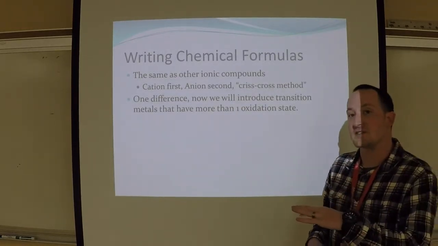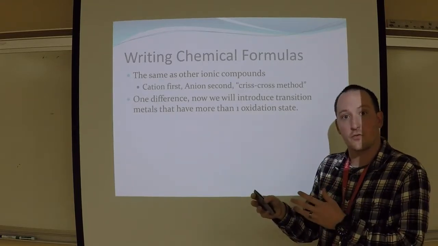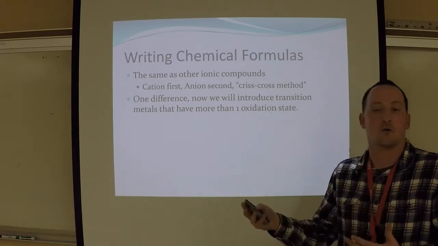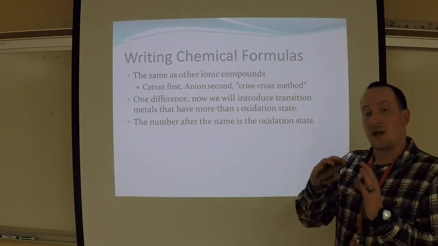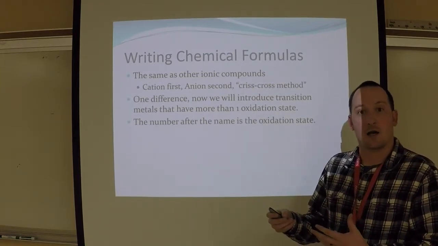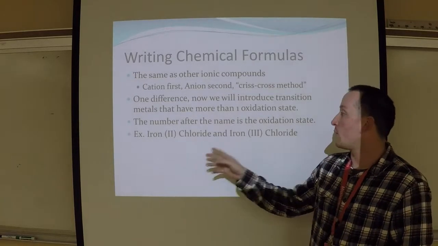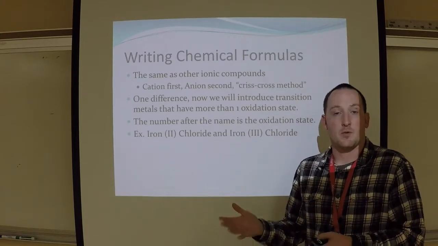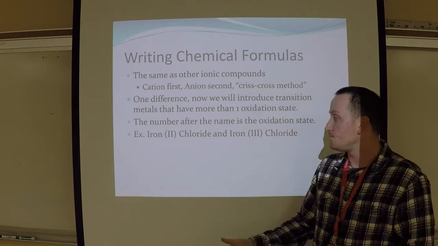But the difference now is that we're going to have to introduce the transition metals, which are elements that have more than one oxidation state, or also called more than one charge. And remember that the Roman numeral listed after the name is the charge of that ion. So here are two examples. We're going to look at iron 2 chloride and iron 3 chloride. If you're given this name on a test, I'm expecting you to give me the formula for it.